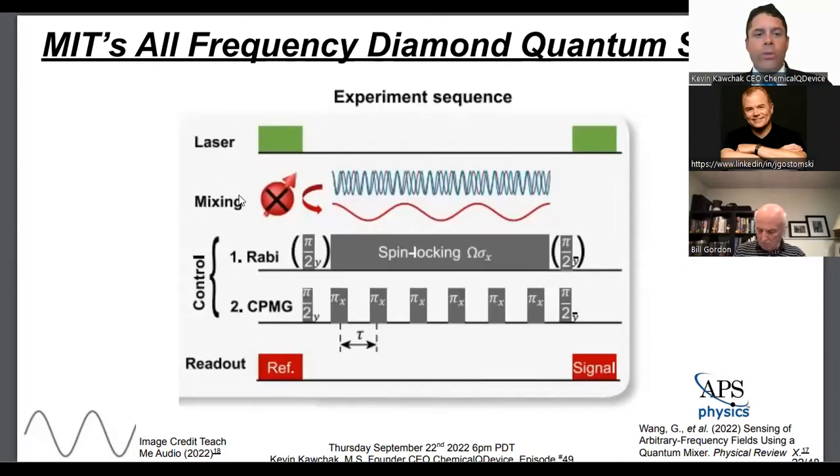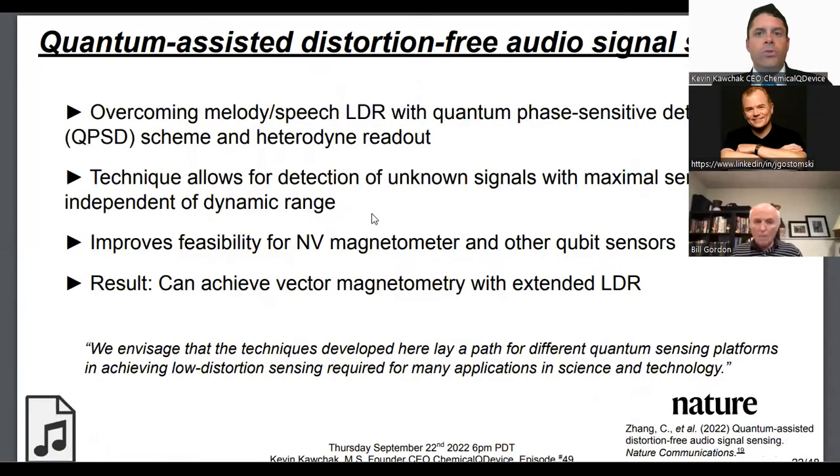So what to take away from this is basically you have the laser, and it's this mixing that they're doing. Rabi and CPMG are sequences, and the readout is reference or signal. So in this case, they're saying that you can use this for other applications as well.